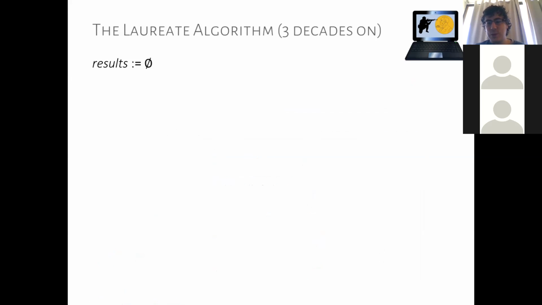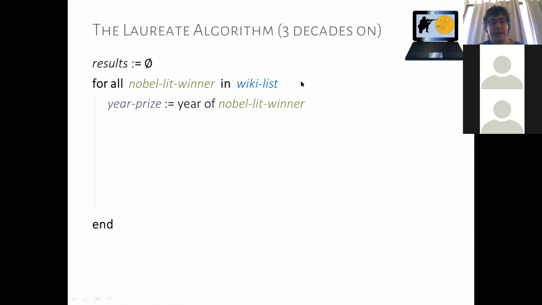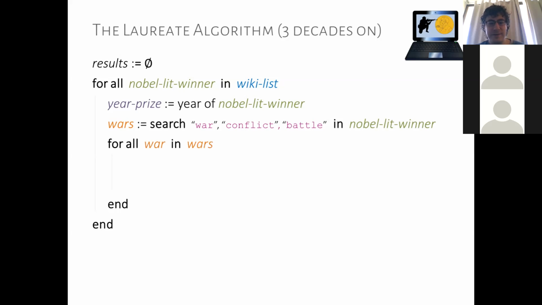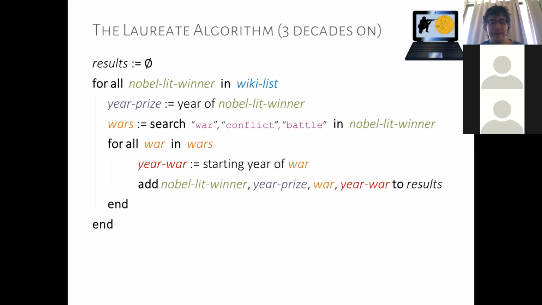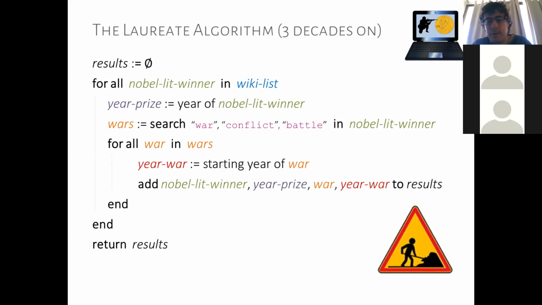So how does this work more formally? Well, we take all the Nobel Prize winners in literature. We take the year that they won the prize. We have to search for all these different keywords in the document. This is just some examples, not a full list. Then for all the wars that we find, we have to go to that page and we need to get the starting year of the war, and then we need to somehow add all this data to the results. Okay, so this is a lot of manual work, right?